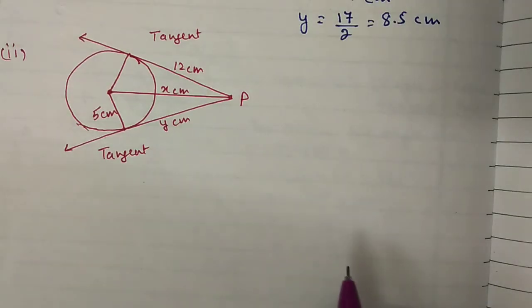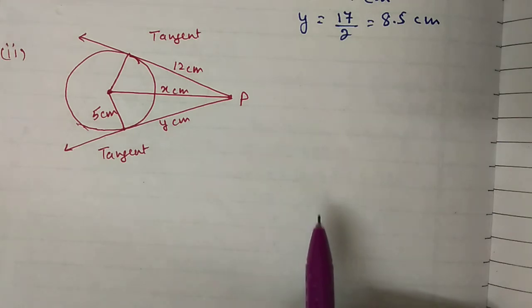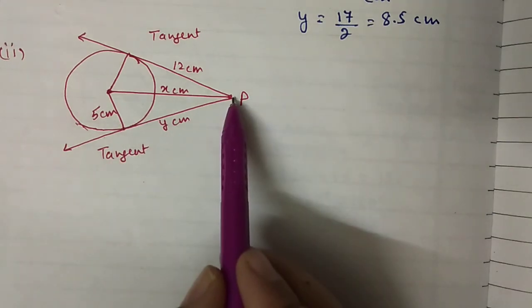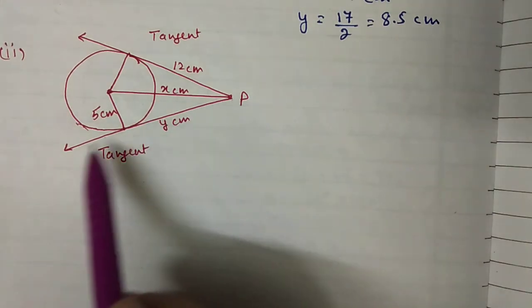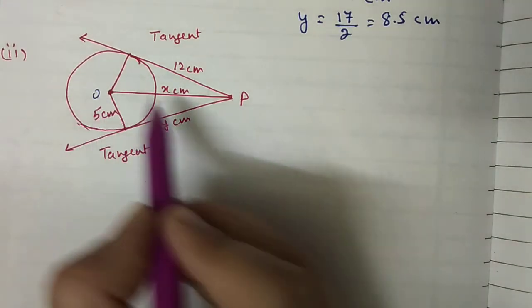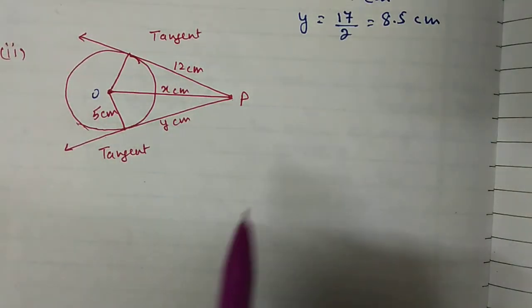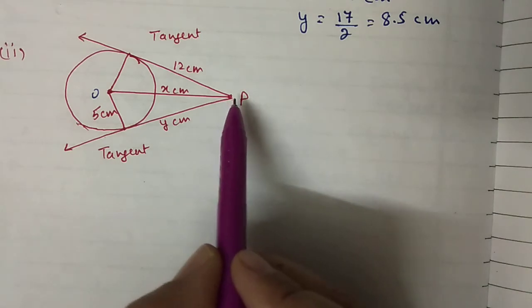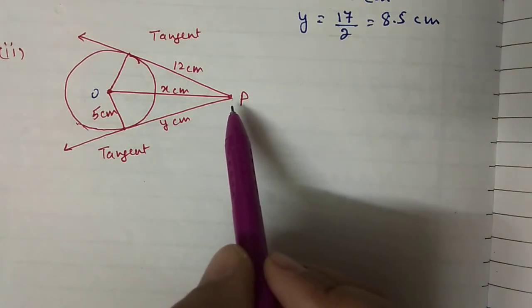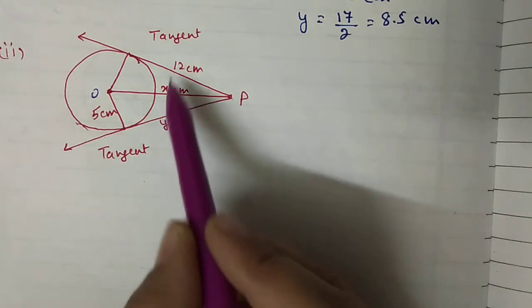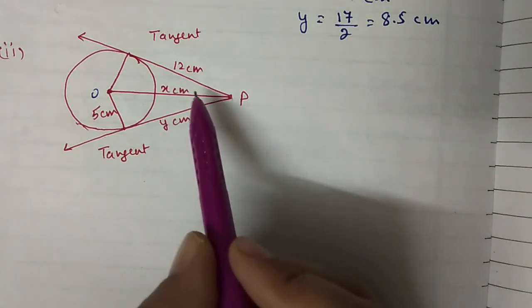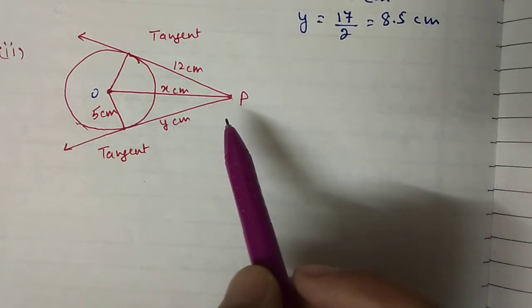Next, second part of question number 6. Figure is given here. From this point P, two tangents are drawn on this circle. One is here and one is here. So from a point, maximum two tangents only we can draw on a circle in different directions. And remember, always the lengths of these two tangents will be the same.